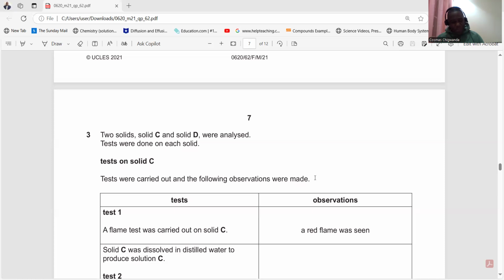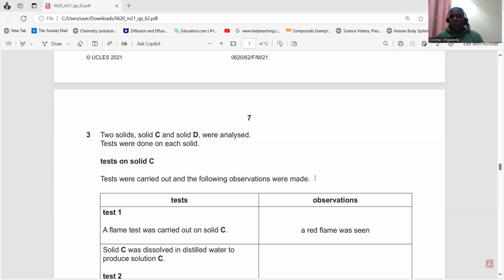You need to be familiar with your flame test. We have standard flame tests for our group 1 metal ions and group 2 metal ions. For instance, for lithium, if we have the lithium ion present and we perform a flame test, we get a red color. For sodium, we have a yellow color. For potassium, we have a lilac color, for calcium an orange-red color, and for copper a blue-green flame.